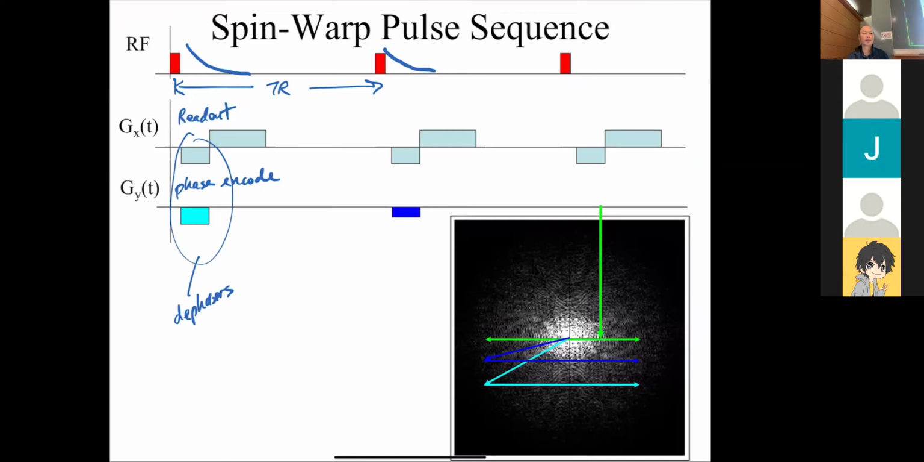Yeah, there was a question there? Just for understanding, GX was the readout and GY was the phase encode. Yes, that's the name. So what are the dephasers? Both of them? Yes, the dephasers are both of them.